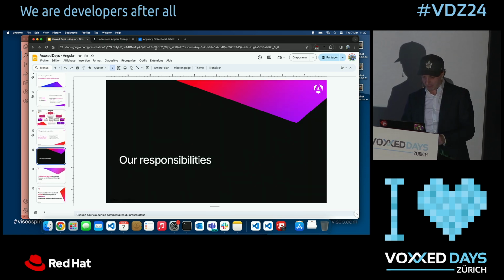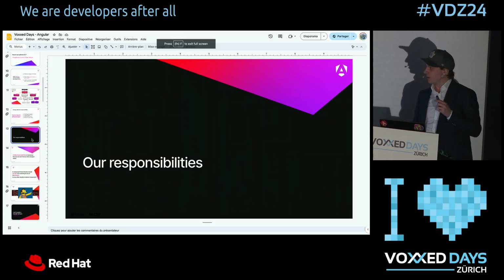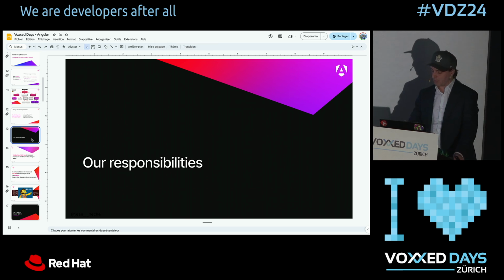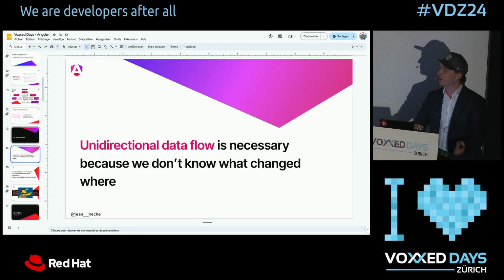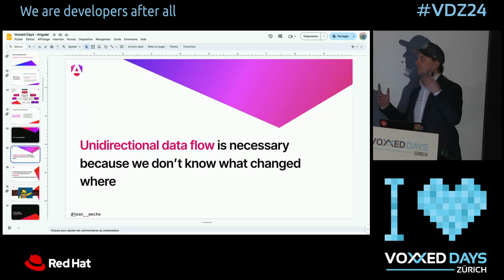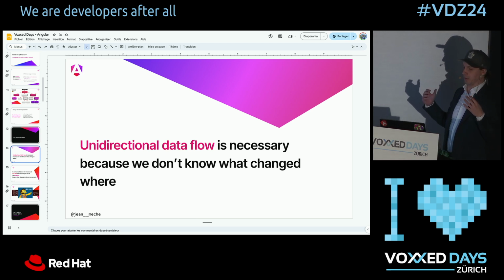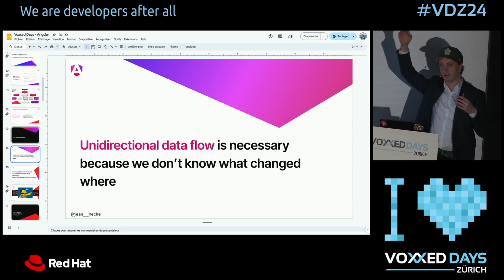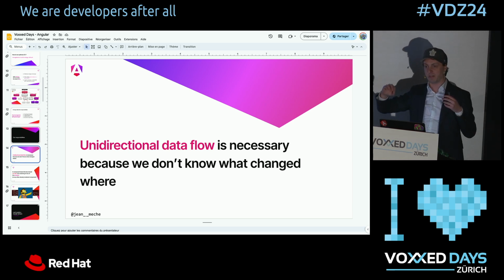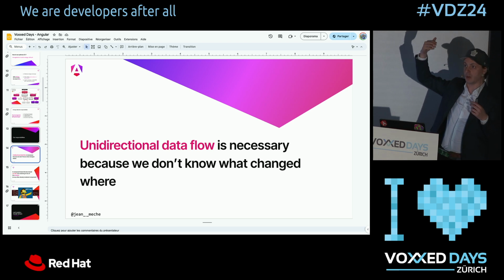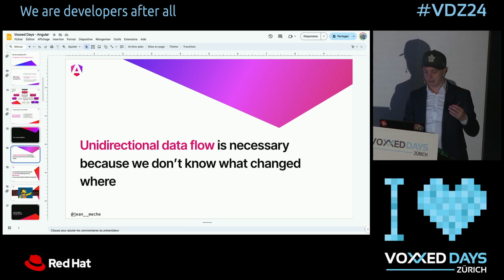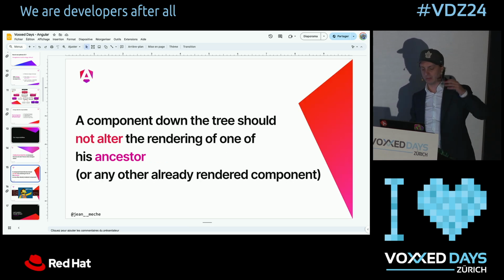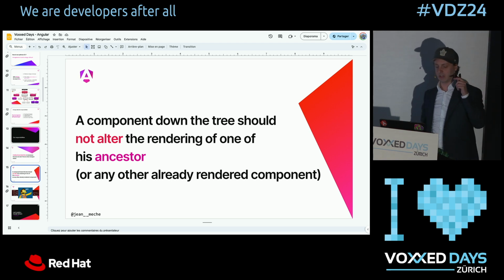But now back to the responsibilities. When the framework runs change detection for you, there are some principles we need to respect. One of them is unidirectional data flow. It means that data flows from top to bottom. If you change something higher than you, in an upper component from a component down, you will have an issue. A component down the tree should never alter the rendering of one of its ancestors.